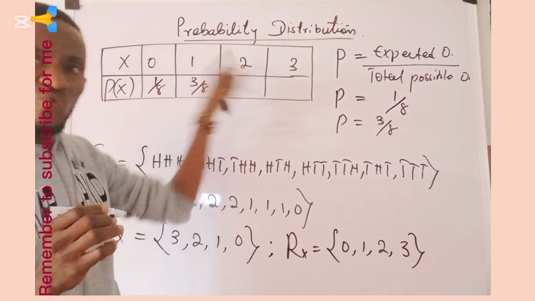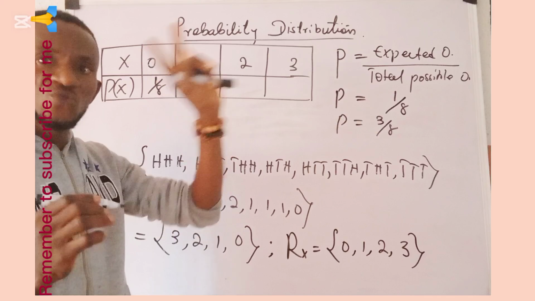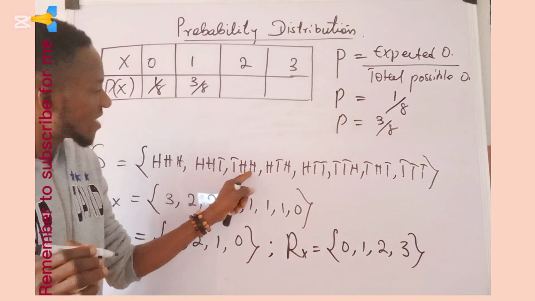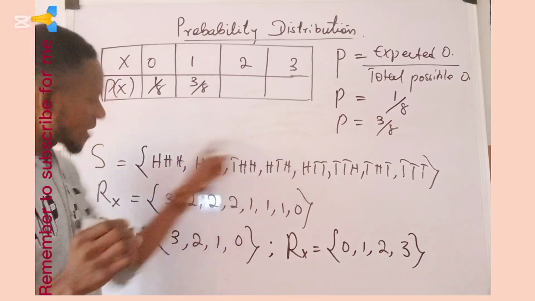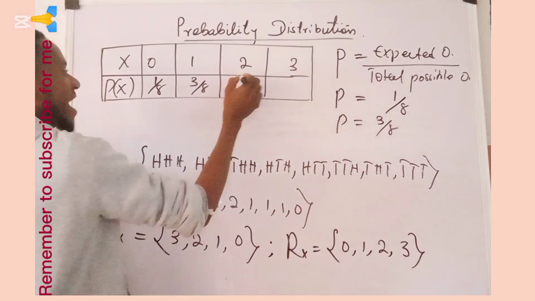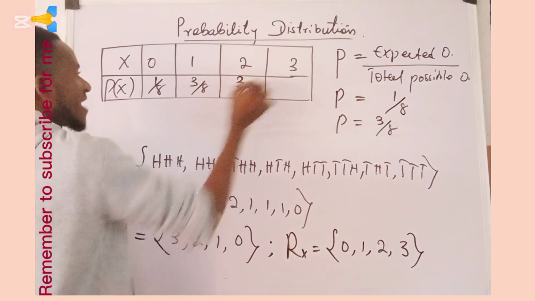Then I will come over here. Our interest becomes where we are only going to have 2 heads. Here I have 2 heads. Here I have 2 heads. Here I have 2 heads. They are equally 3 in number. That gives me 3 over 8. So I happen to have 3 all over 8.